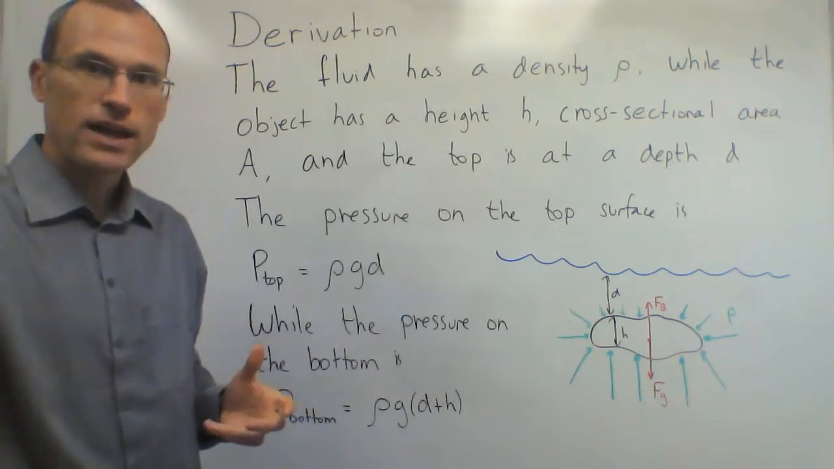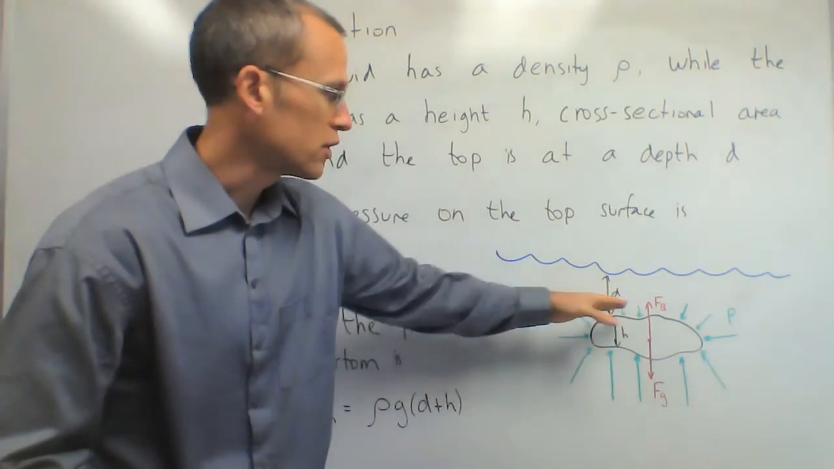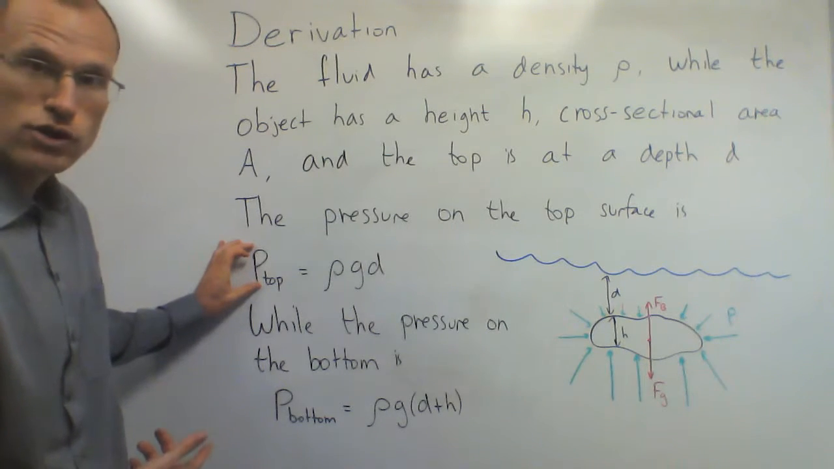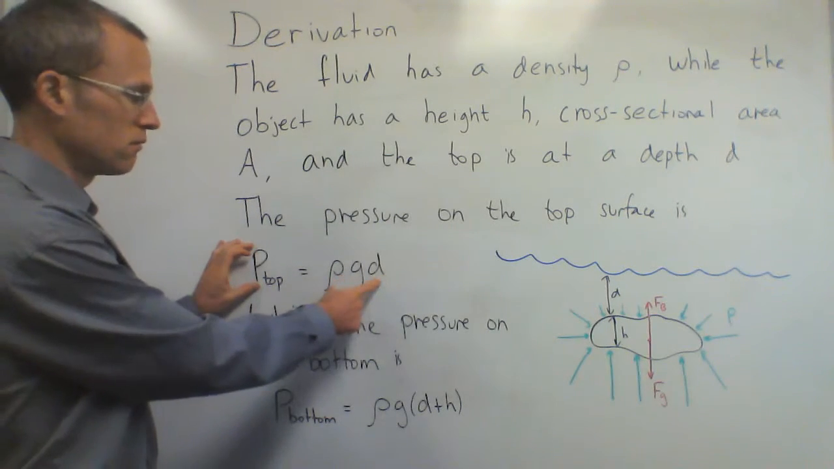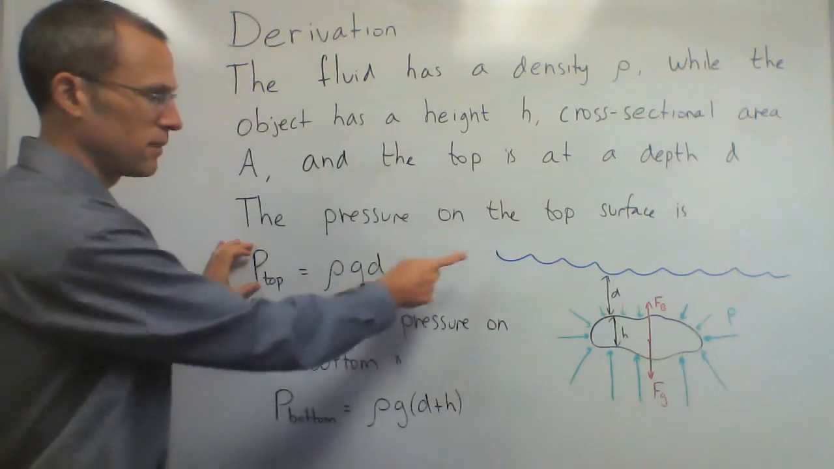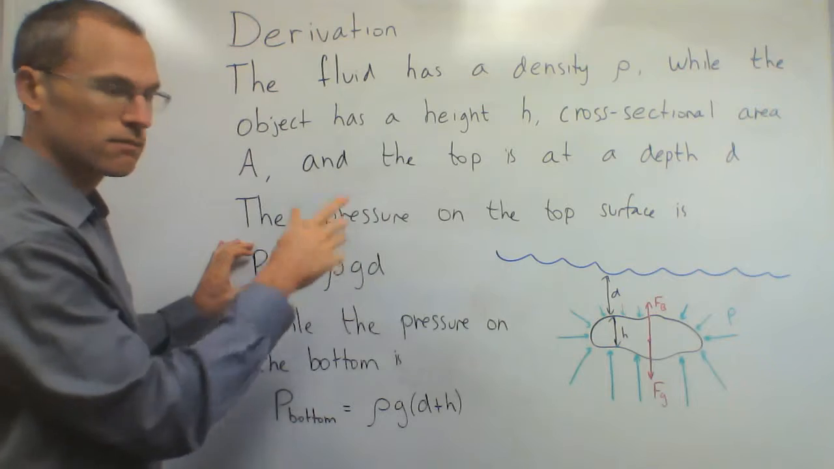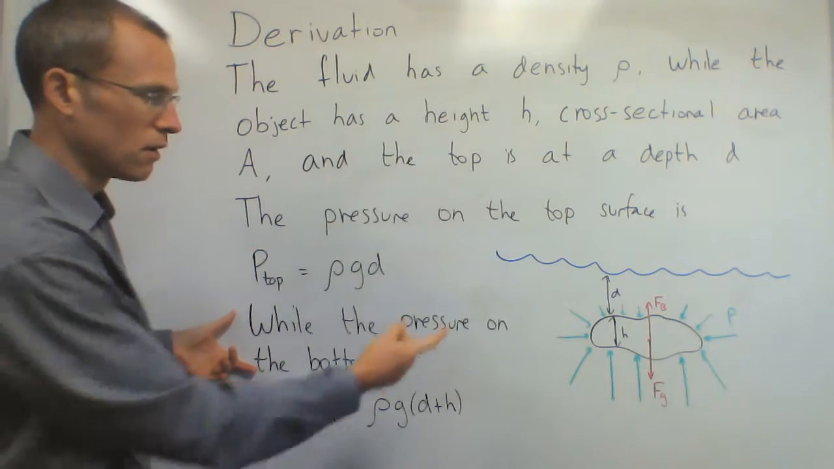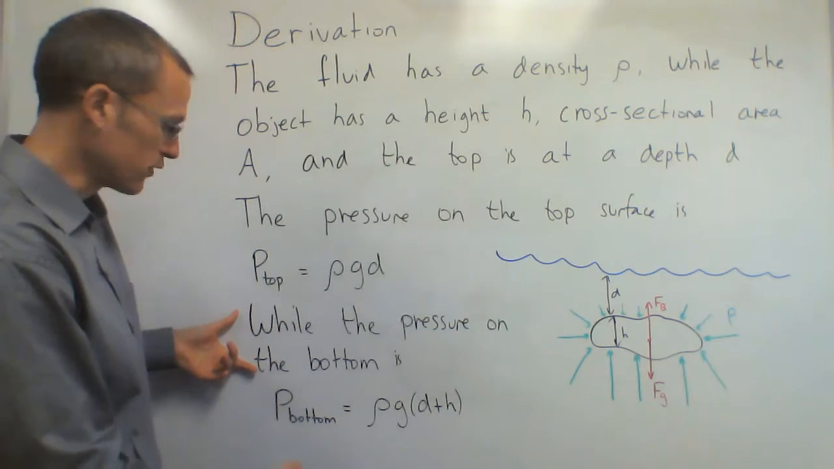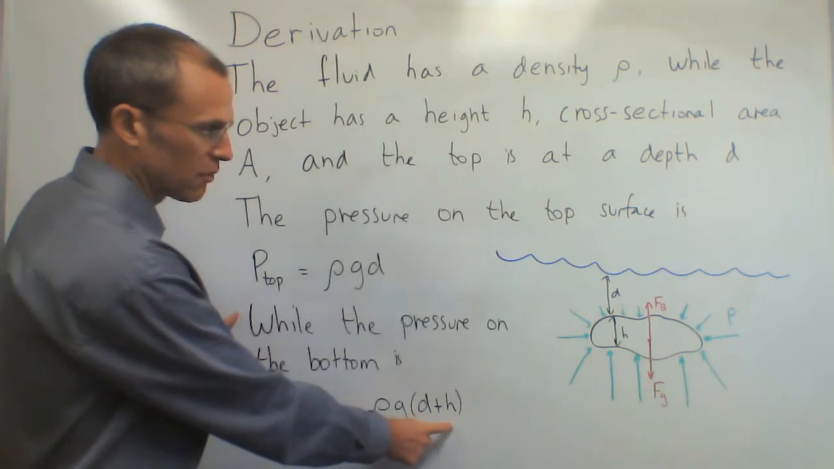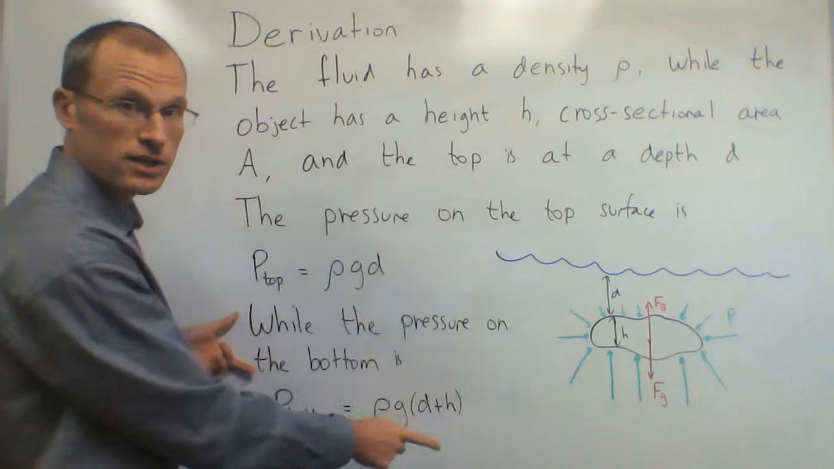So as I said, based on that, I'm going to have some pressure pushing down on the top. That pressure pushing down on the top is from the hydrostatic pressure in the fluid, rho g depth. So in this case, the depth of my top surface is d, so rho g d on my top surface, that's pushing down. And then on the bottom surface, I have a pressure pushing upwards. Again, hydrostatic pressure, rho g times the depth. In this case, the depth is d plus h.